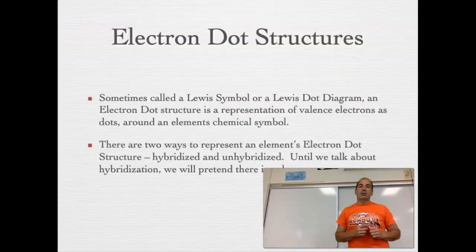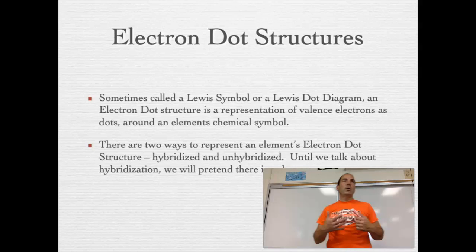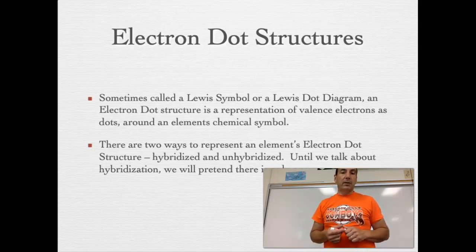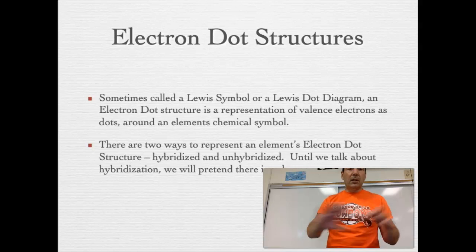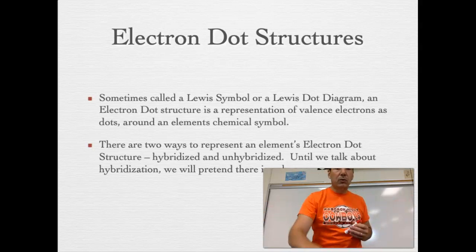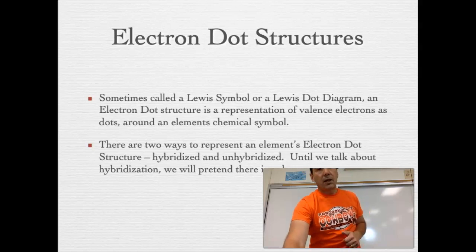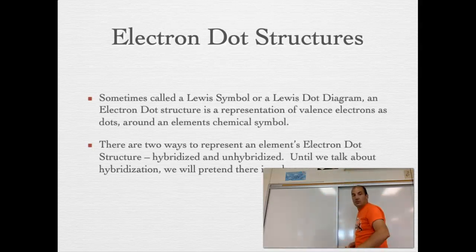Okay, electron dot structure. Sometimes they're called Lewis symbols or Lewis dot diagrams. An electron dot diagram is a way of representing valence electrons as dots around the chemical symbol of an element. Technically there's 2 ways of doing this, but we're just going to pretend there's one way, so don't even worry about those terms. We're just going to talk about a very simple way of representing them. So let's talk about germanium again.